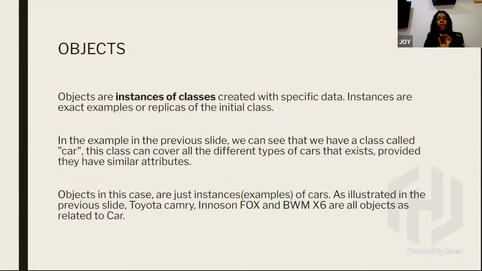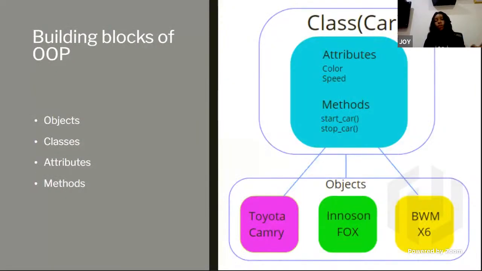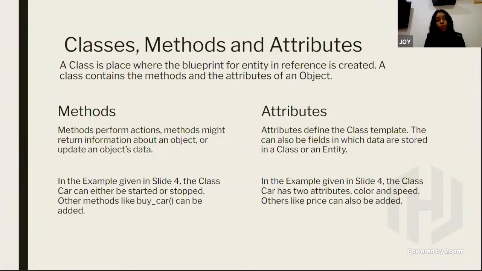We created a class here called car. From this illustration, we can see that you can either stop the car or start the car. We can have more methods for this car. We can have as many methods as possible. We can even have a buy car method. So it can help you: okay, I want to buy a car. How do I go about it?